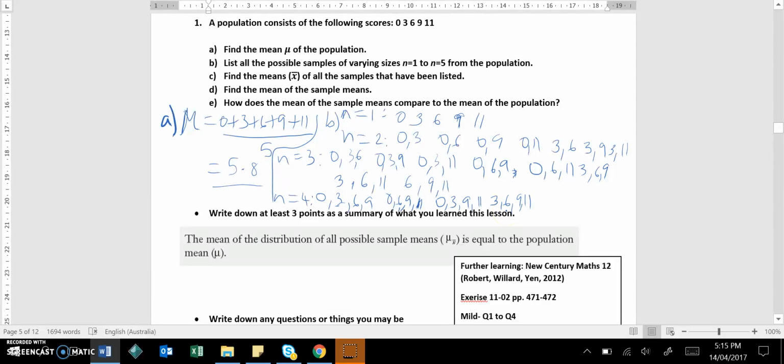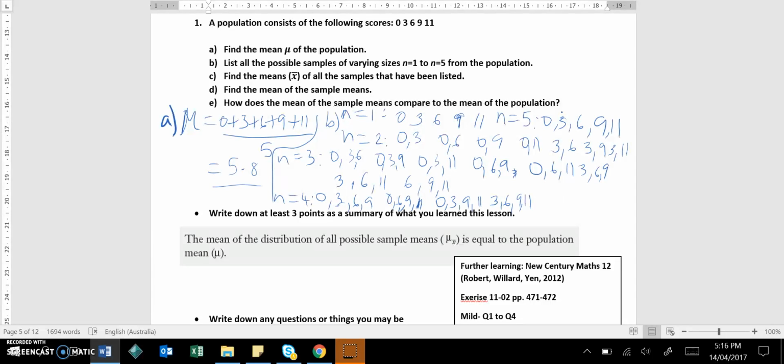And then for n is 5, which I'm going to write up here because I've run out of room, there's only one possibility, and it's just what's there, 0, 3, 6, 9, 11, because the order doesn't matter. Cool, so that's what it means when it says list all the possible samples.